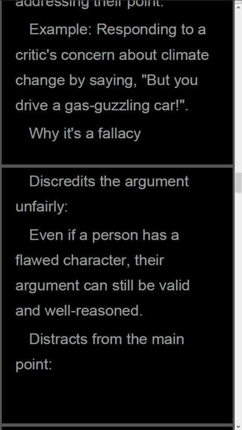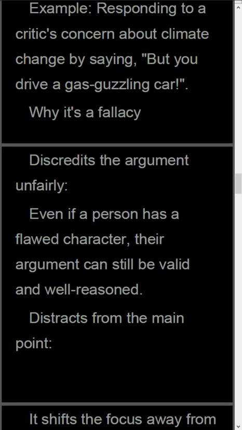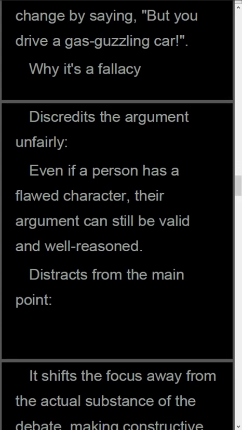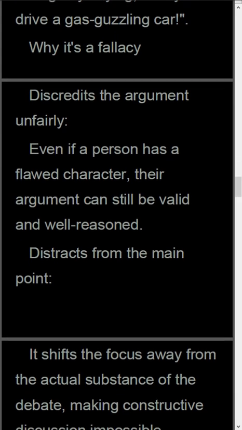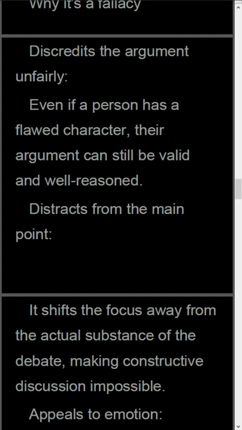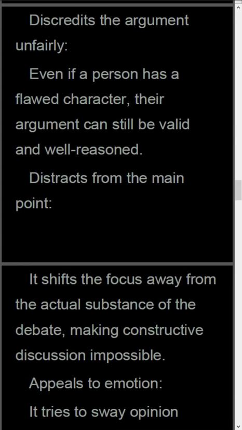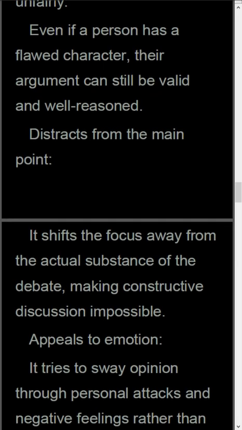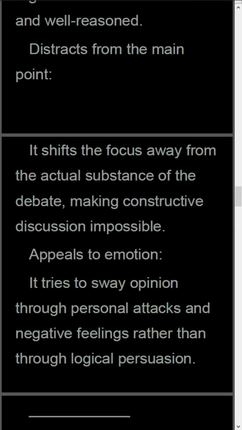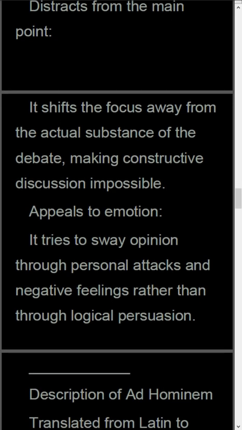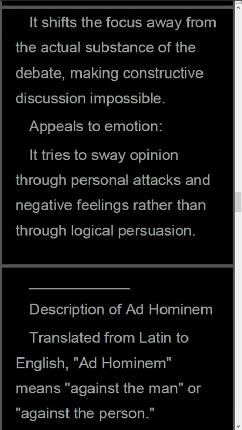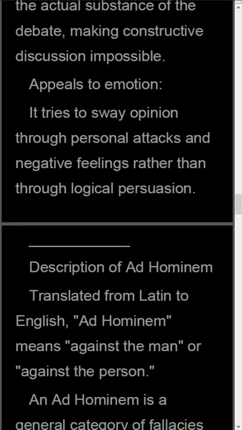Why it's a fallacy. Discredits the argument unfairly. Even if a person has a flawed character, their argument can still be valid and well-reasoned. Distracts from the main point. It shifts the focus away from the actual substance of the debate, making constructive discussion impossible. Appeals to emotion. It tries to sway opinion through personal attacks and negative feelings rather than through logical persuasion.